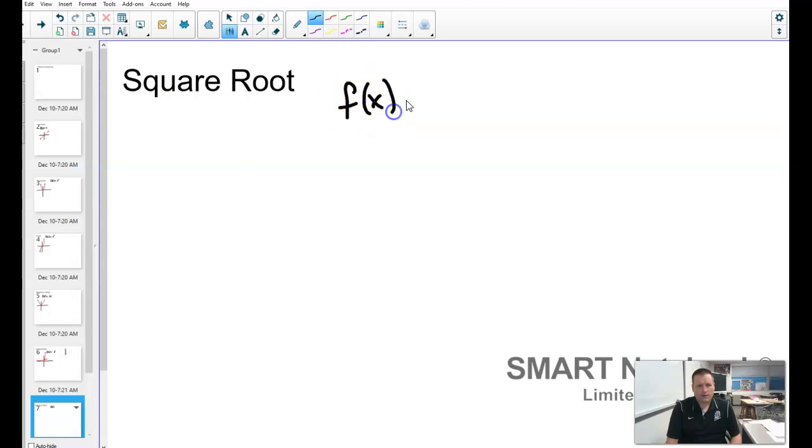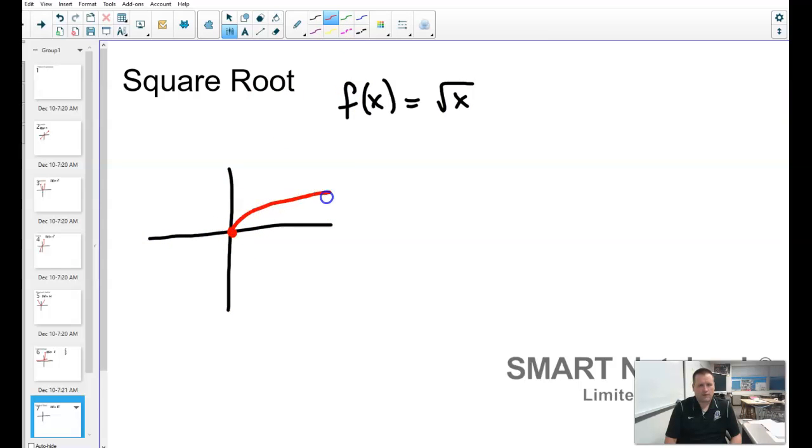So the equation's really easy. It's just the square root of x. The graph of this parent function starts here at 0, 0, and then it goes in that one direction right there. I call it the story of your life function because it starts here and goes one direction. That's what makes it beautiful.